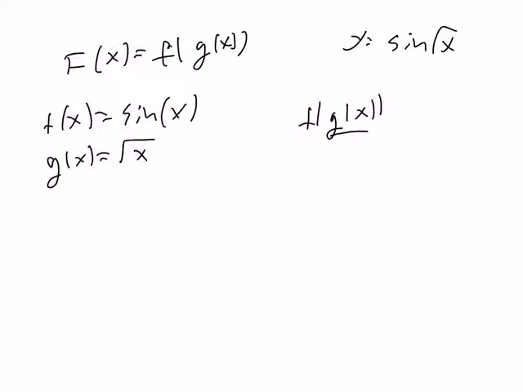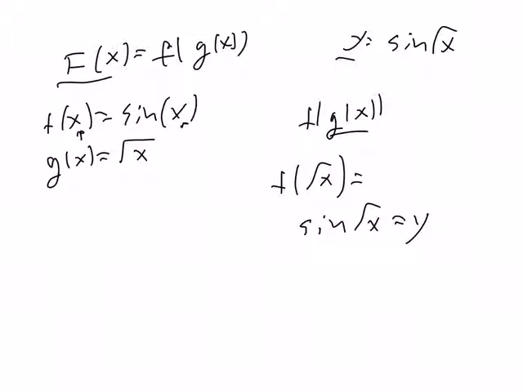Take g of x, just put it in here, we're going to have f of the square root of x. So anytime in f where you see x, you're going to put in the square root of x. This is going to become sine of the square root of x, which is equal to y. So big F of x is equal to y.